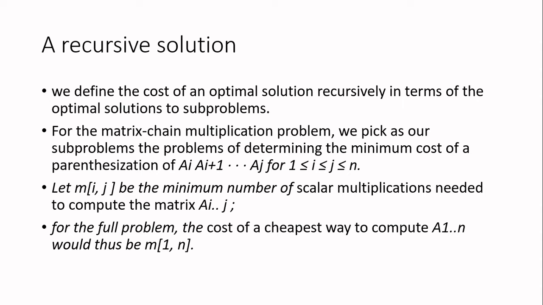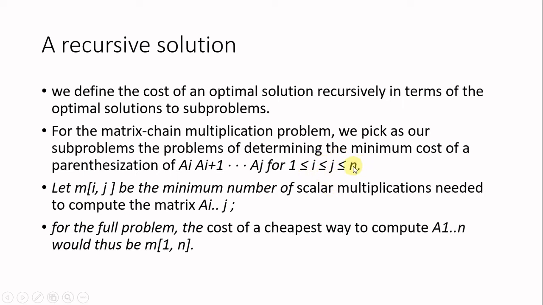So here Ai to Aj is our subproblem of the original problem, and we are trying to find out the minimum cost for its parenthesization. Here the values of i and j must satisfy i less than or equal to j, which means there must be at least one matrix in the subproblem: 1 less than or equal to i less than or equal to j less than or equal to n.